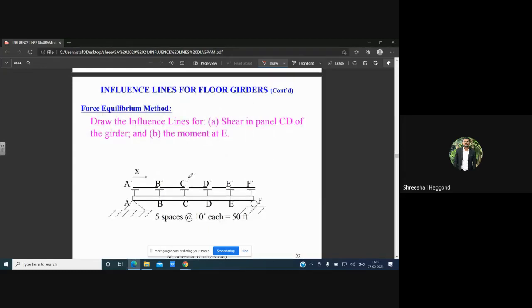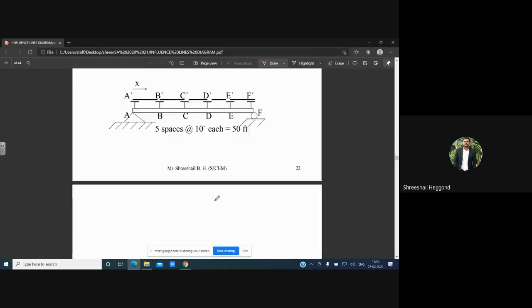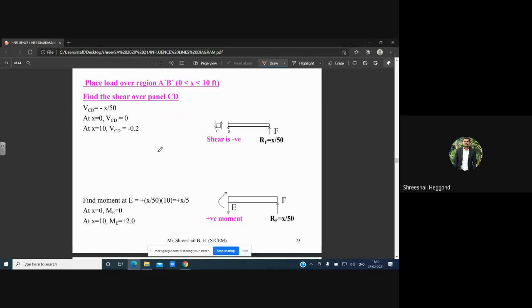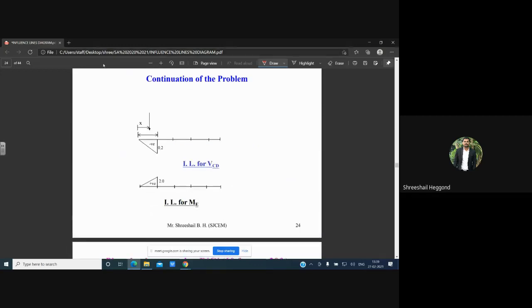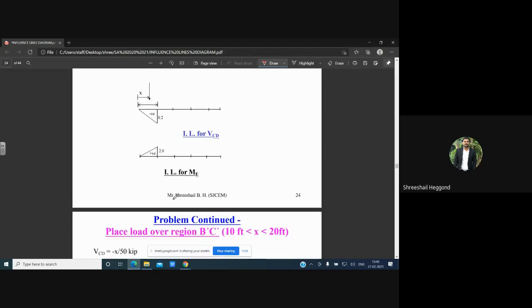And using equilibrium equations for analyzing the trusses or the girders, the influence line diagram for shear force for the CD panel, and the moment at E, can be drawn like this. These are the reaction calculations for a particular component, and the shear force can be drawn like this. ILD for VD and ILD for moment are for a particular section only, not for the entire span. We will be calculating for a particular section only.